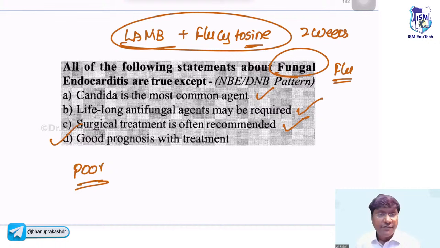The question asked is except. So the prognosis is not good, right? The prognosis is a poor prognosis in these patients, all right? That was about your infective endocarditis.